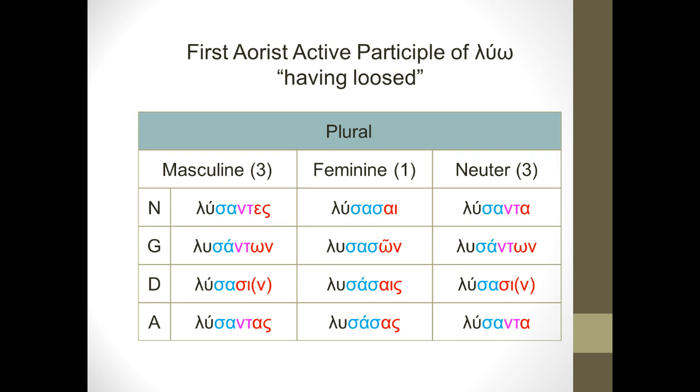When the present participle showed up in the present tense in the predicate position, you said "while loosing." In the aorist participle, you're going to use "having loosed," as well as some other ways you can describe it. We'll get to that in just a moment. All right, that is your first aorist participle.